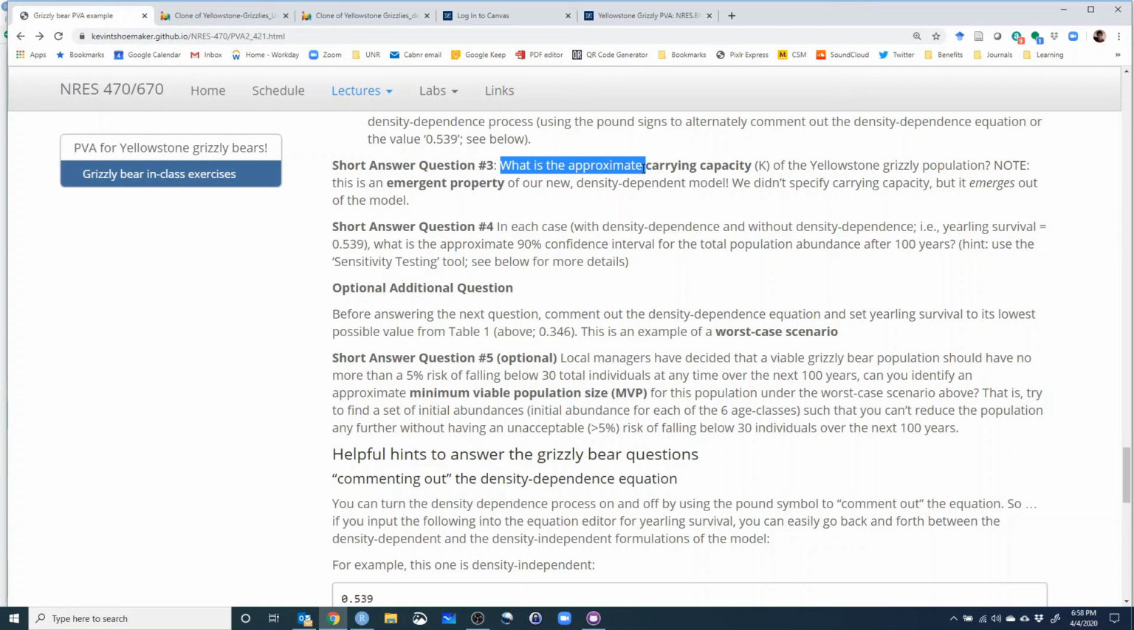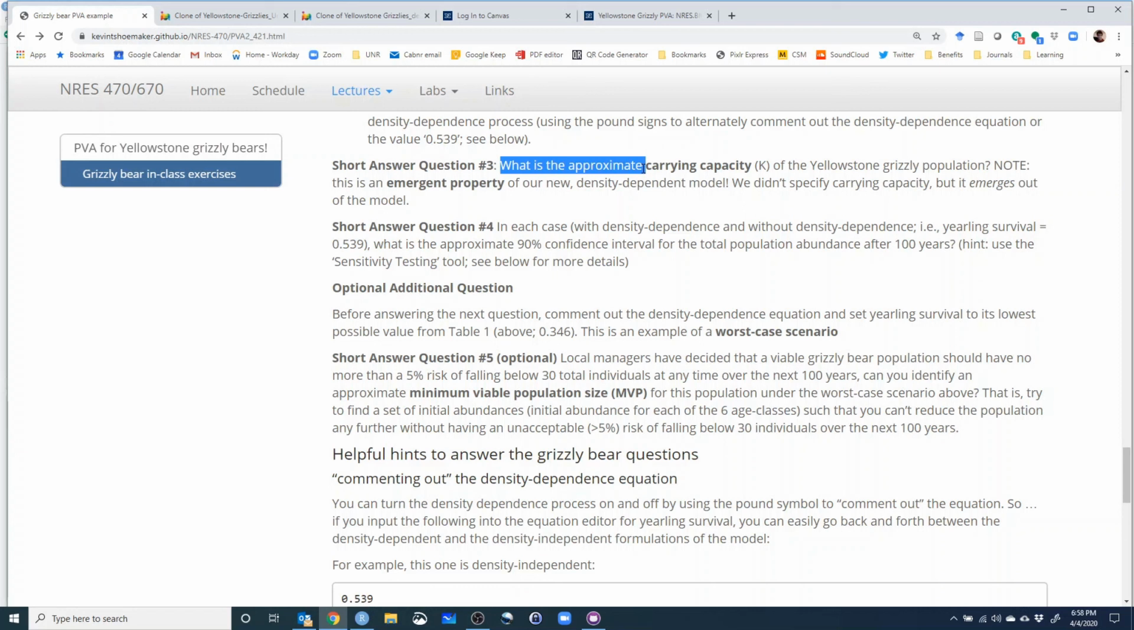This is a really important question. We've used data and our model to try to understand how many grizzly bears this area can support, and that's a tremendously important question for managers to know. It's also an emergent property of our new model. We did not impose a carrying capacity on our model. We just used the data to define how yearling survival is related to density, and we ran the model, and carrying capacity emerged from that.